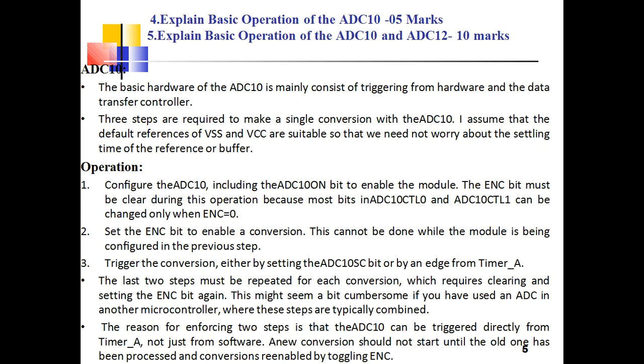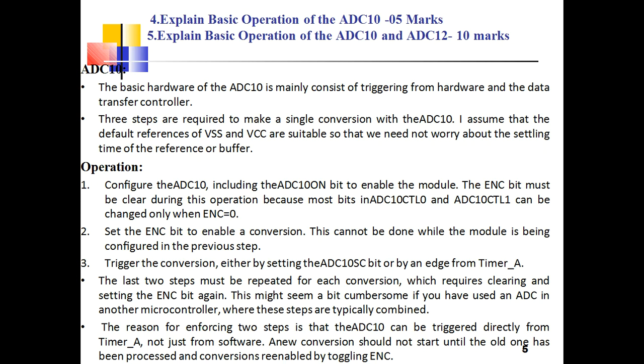First, configure the ADC10, including the ADC10 ON bit to enable your ADC. The enable bit must be clear during the operation because most bits in ADC control registers 0 and 1 can be changed only when ENC is equal to 0. Then set the ENC bit to enable the conversion. ENC means enable conversion. This cannot be done while the module is being configured in the previous step.